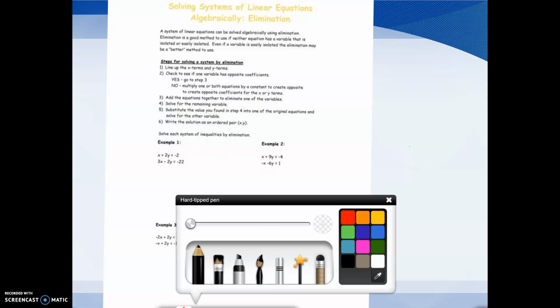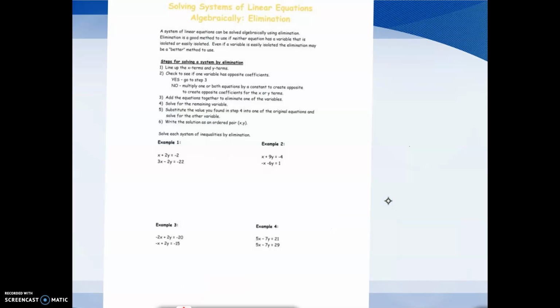And if you have that, your job after that is to look for opposite coefficients. And once you get that, what you're going to do is add the system up, and it's going to cancel out one of the variables, and then you'll be able to solve for one. So let's go through the steps here. There's 6 steps. So instead of talking about all of them, let's just start doing them, all right?